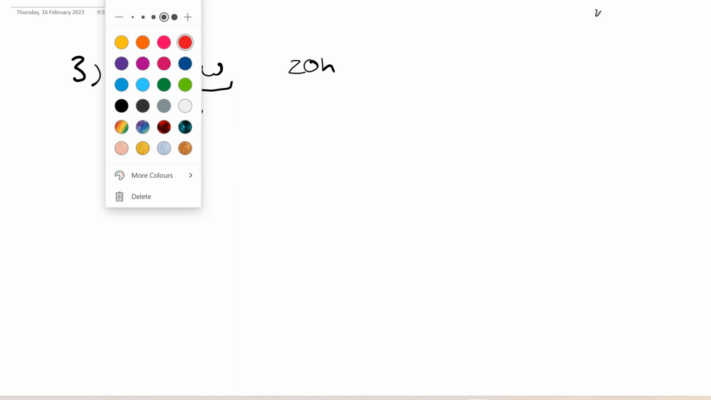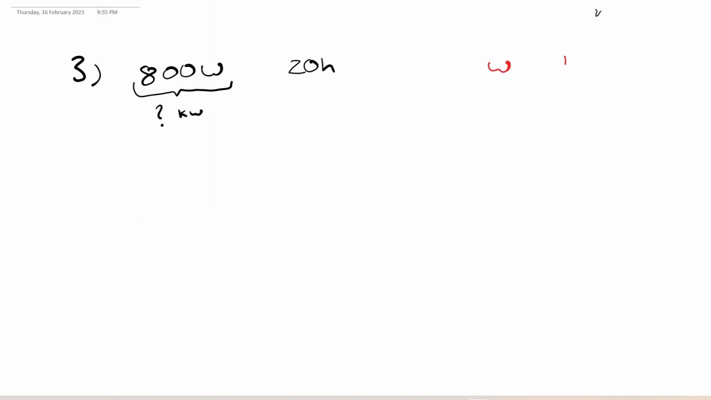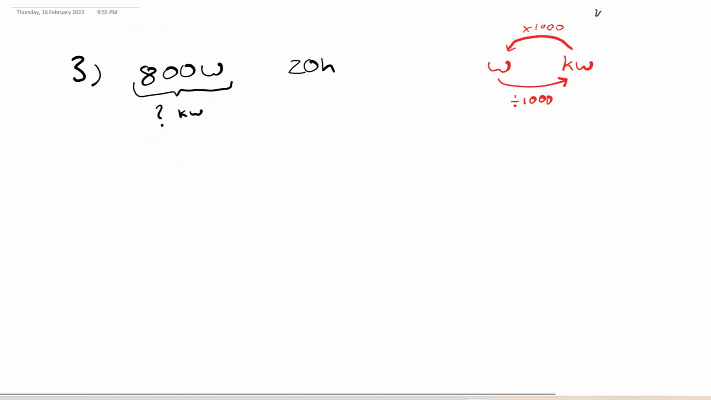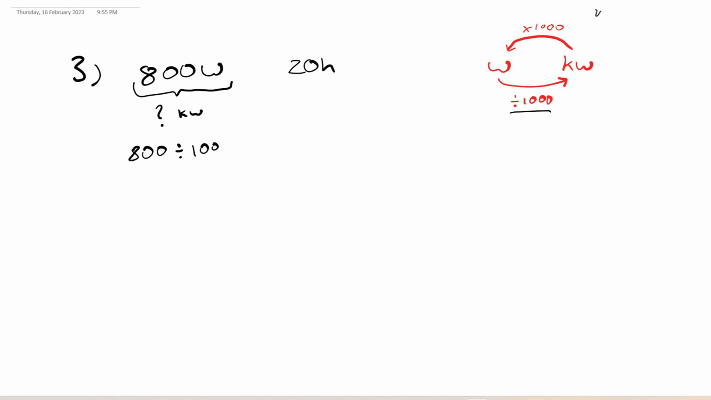We know the conversion between watts and kilowatts. When we go from watts to kilowatts, we divide by 1,000, and from kilowatts to watts, we times by 1,000. Since we're going from watts to kilowatts, we divide by 1,000. So 800 divided by 1,000 is equal to 0.8 kilowatts.